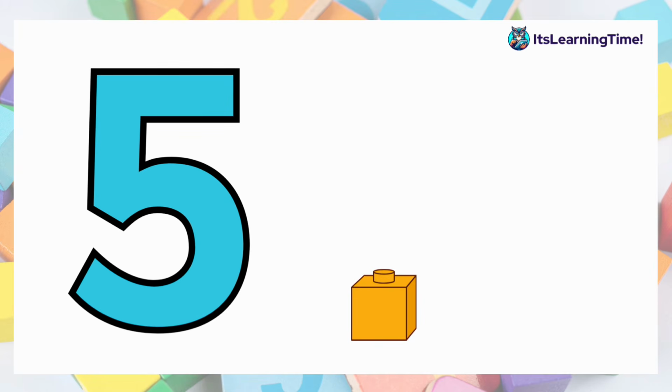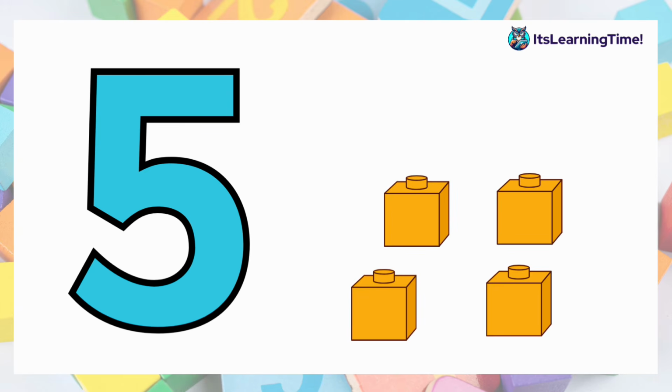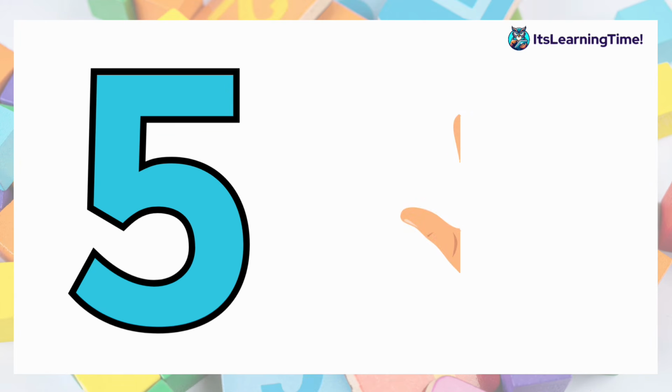1, 2, 3, 4, 5. Here are 5 blocks. Now let's see the other ways that 5 can be represented.